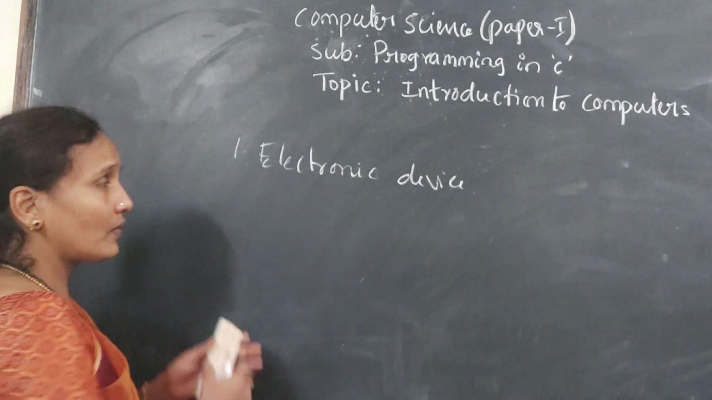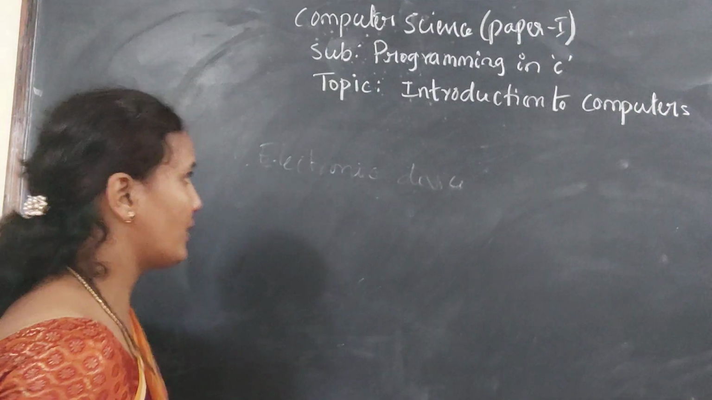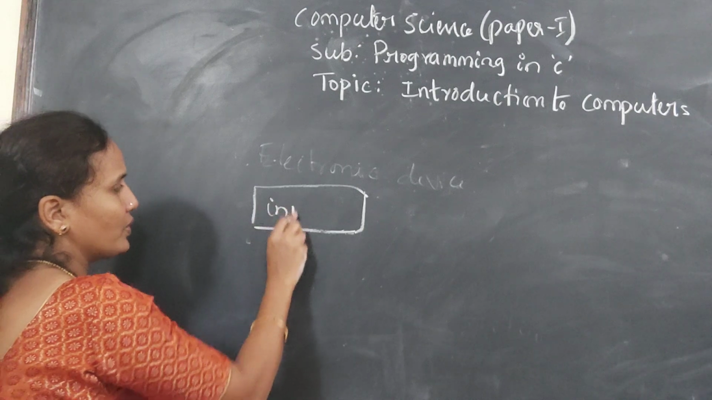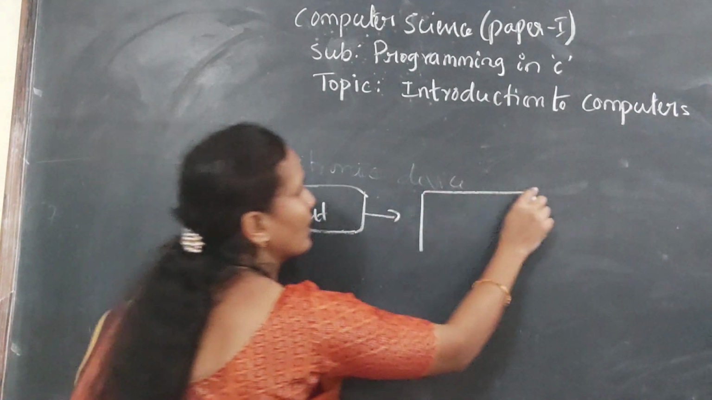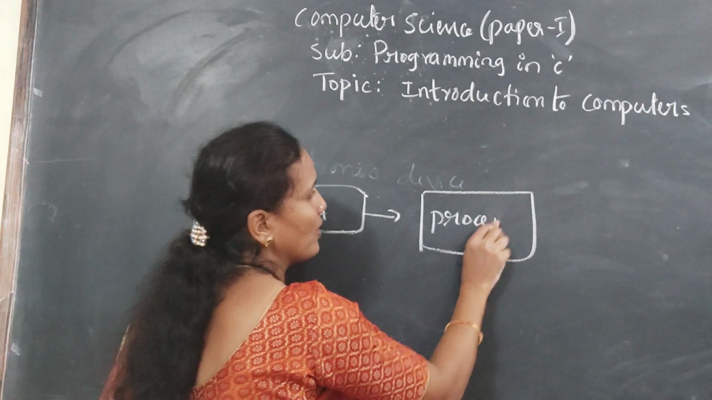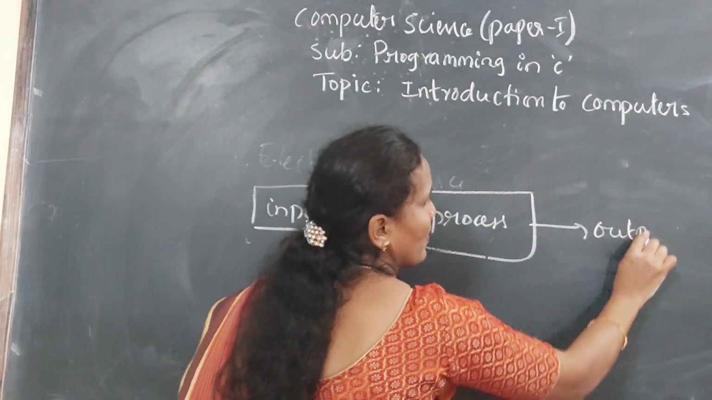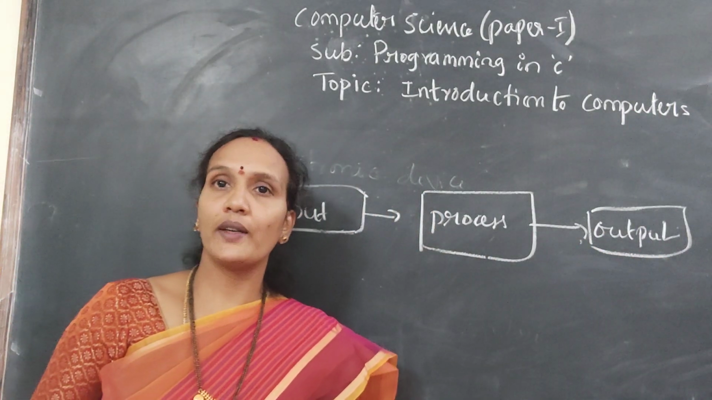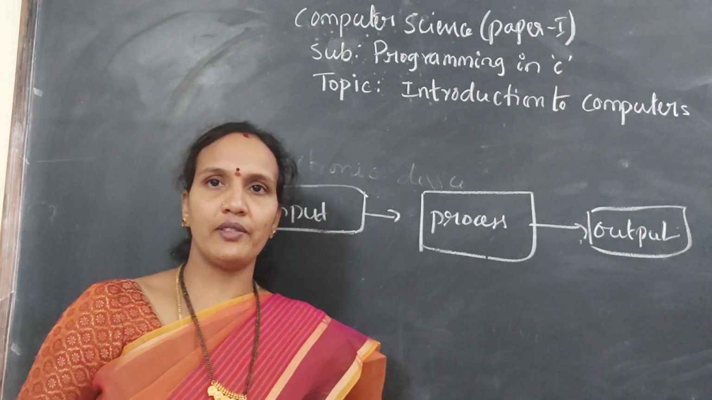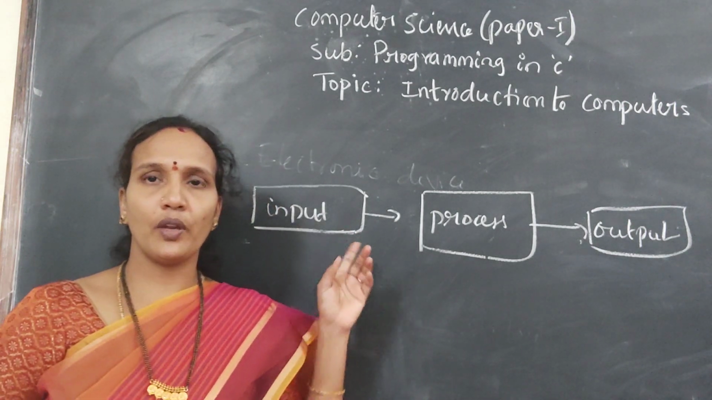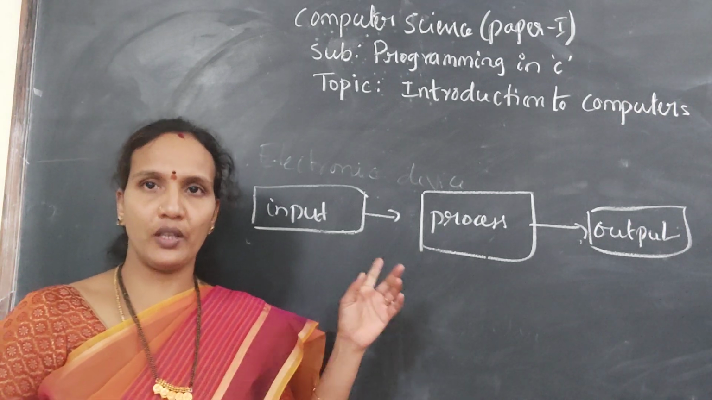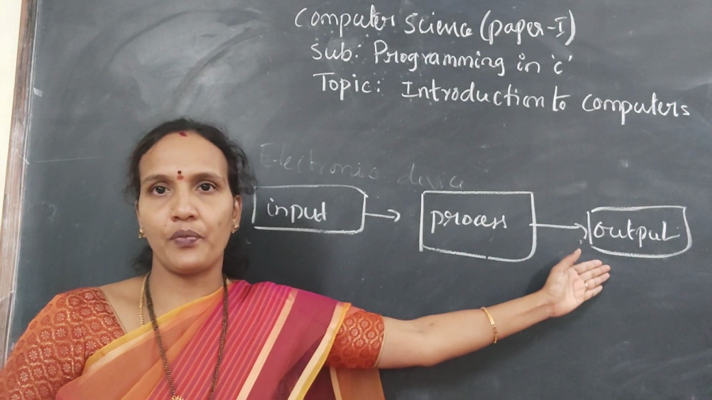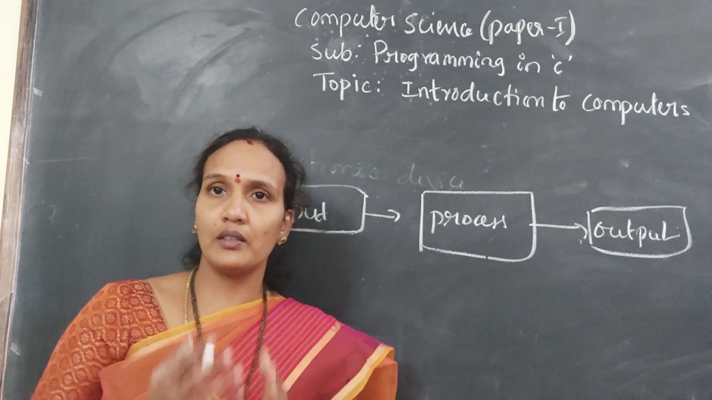So here I'll give you a small diagram of a computer. Here we have mainly two units. We have input, next process, next output. So here, what is the input? Whatever data, whatever instructions the user gives to the computer is called the input. Based on the instructions given by the user, it will process the data and produce the output. Okay, understood?